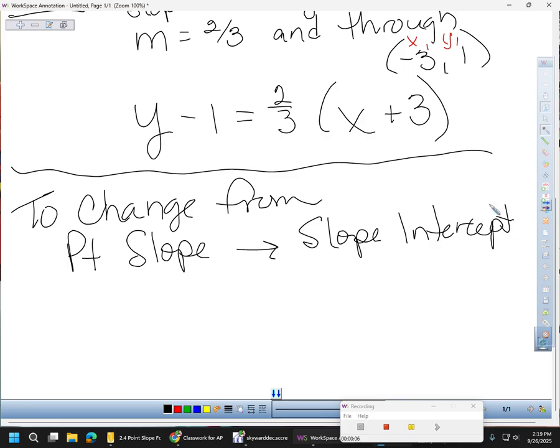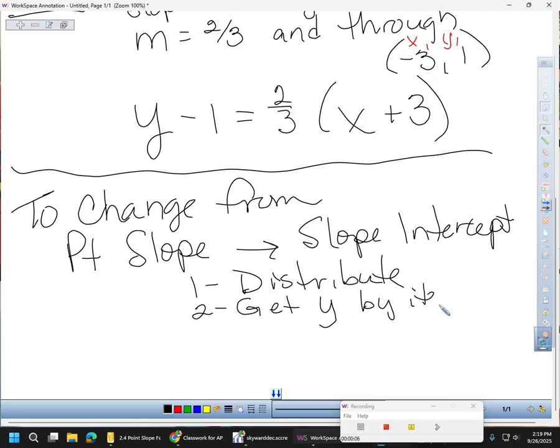All right, point slope is what we're doing. To change from point slope to slope intercept, we're going to do 2 steps. 1, we distribute. And 2, we get y by itself. Super easy steps. All right.